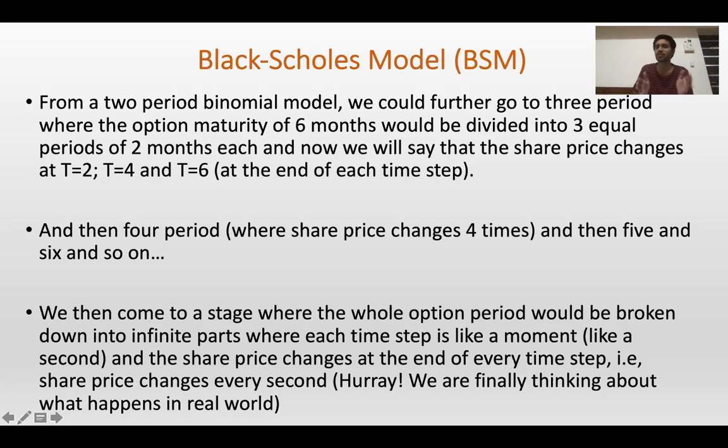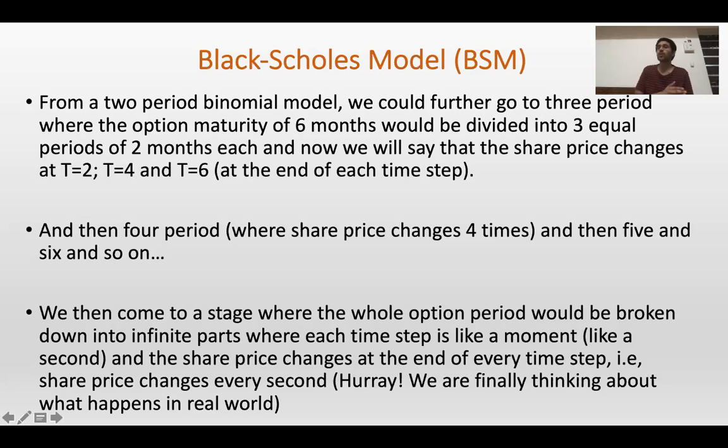Of course, this was an unrealistic assumption. From single period binomial, we then went on to two period binomial, wherein we said that the whole option contract of 6 months will be broken down into two halves. Two halves meaning each half containing 3 months. Okay, so we broke the whole 6-month period into two time steps, each time step containing 3 months.